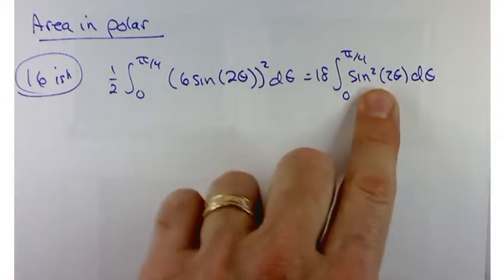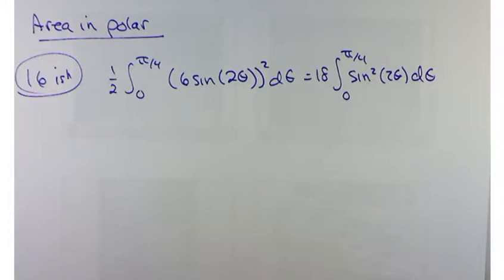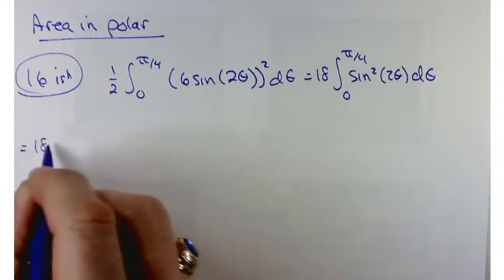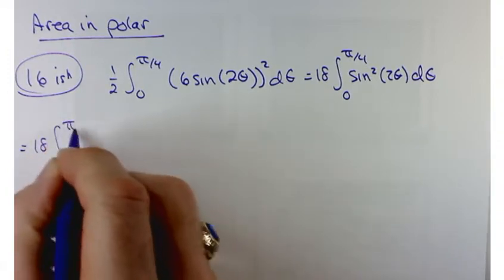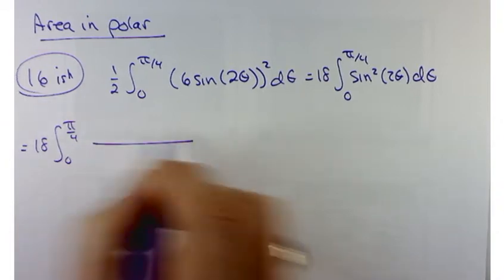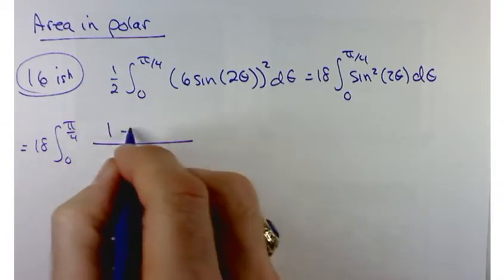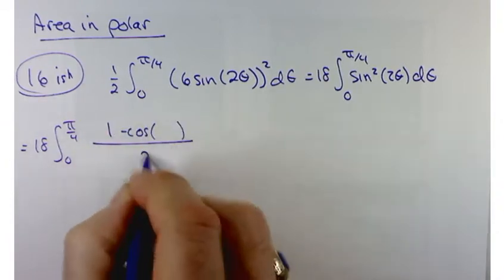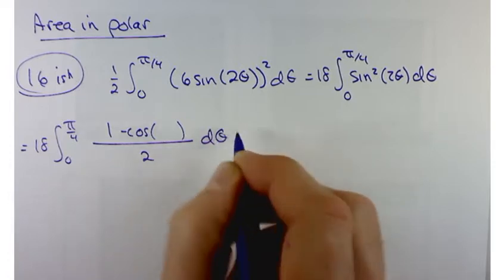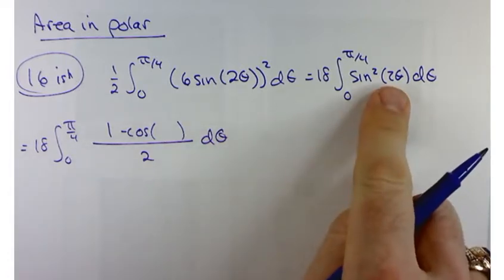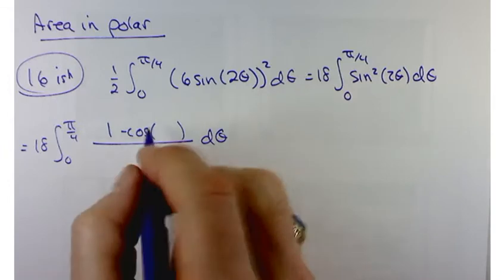How are we going to integrate sine squared of 2 theta? Oh, man, that's like a couple months ago we did that. You don't expect us to remember that, do you? Power reduction formulas? Ring your bell to anybody? 18, 0 to pi over 4. That's going to be 1 minus cosine of what? It's going to be twice that angle, so 4 theta.